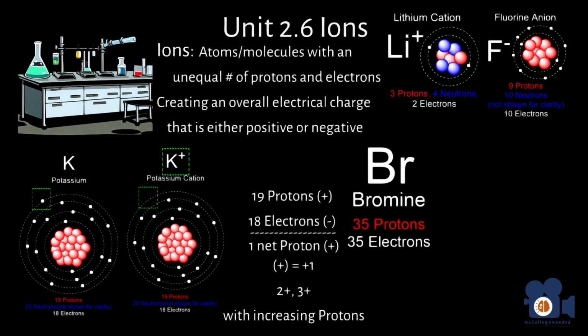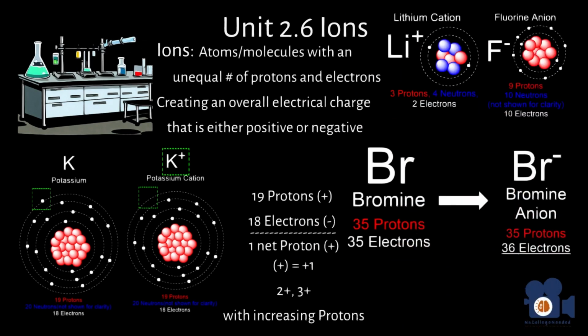Bromine has 35 protons and 35 electrons, and quite easily gains an electron, again we'll go over why in the upcoming units, to have 36 electrons. Since there is a net additional 1 electron, the ion has a -1 charge denoted in the superscript. The minus means -1, and with each increasing net electron, the negative charge increases to 2-, 3-, and so on.